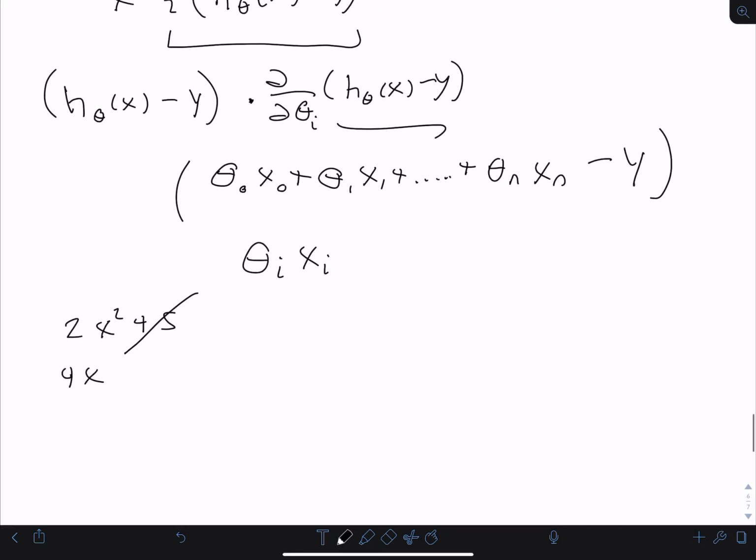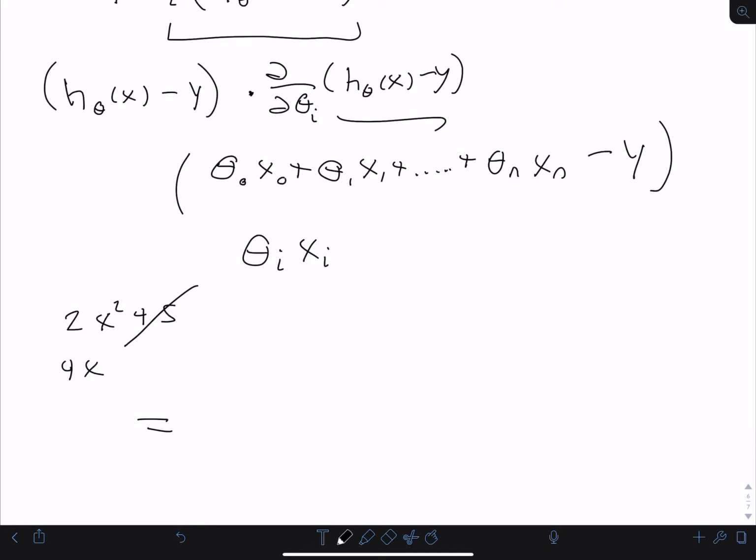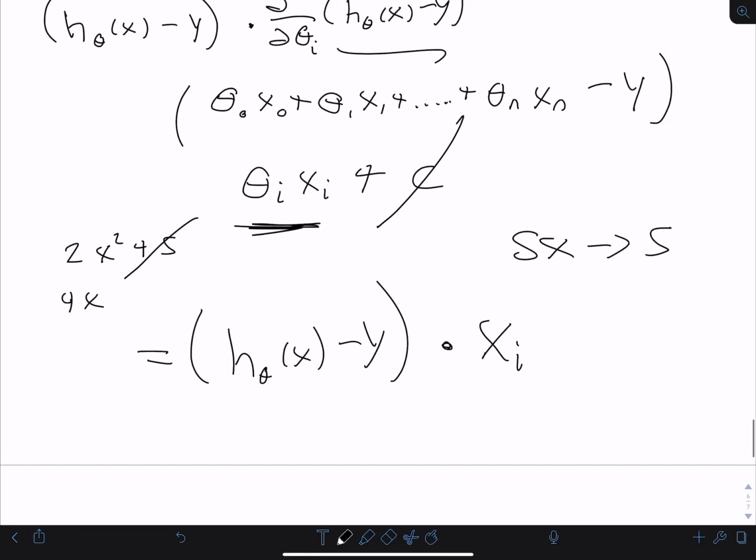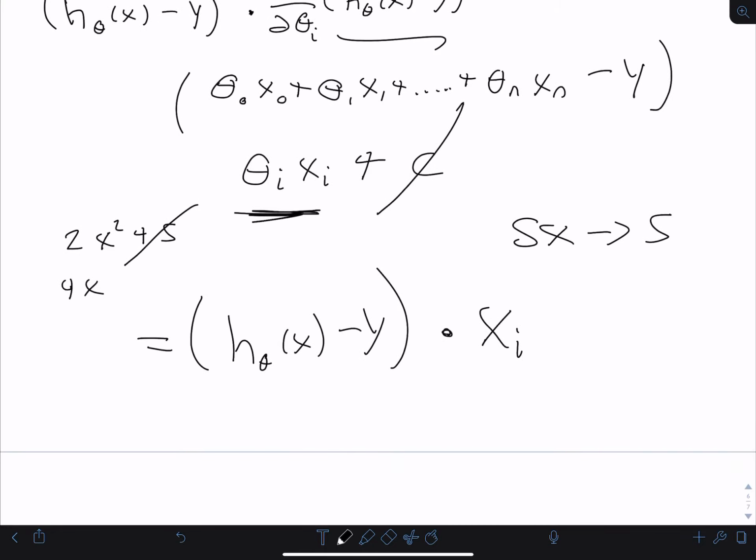So it turns out that the nasty thing is just going to be the top part. So the first part, h theta x minus y times. And like I said, all the other terms are constants, so this is literally a plus c, a bunch of c's. It goes away. And what's the derivative of this with respect to theta i? This is like saying 5x. What's the derivative of 5x? 5. So this just becomes xi. Okay? So this gives us what is known as our learning rule.